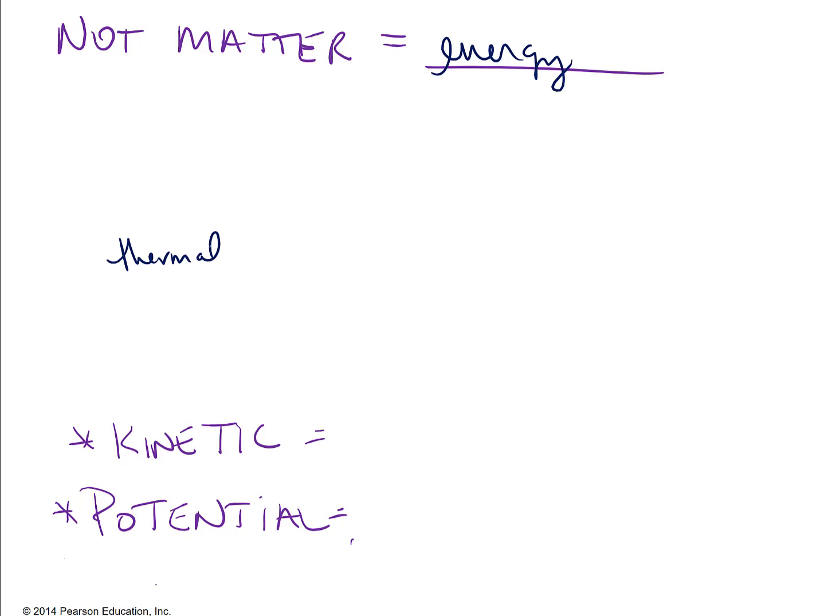But while matter has mass and takes up space, energy is defined as the ability to do work. If you think of matter as a noun, this is a verb. This is an action, so it's doing something. So thermal energy is heat transfer from a hot thing to a cooler thing, right? If you hold a piece of ice in your hand, the heat from your hand is transferred to that ice.